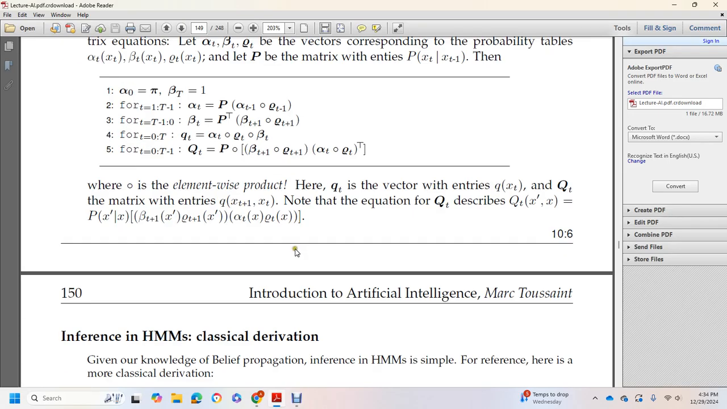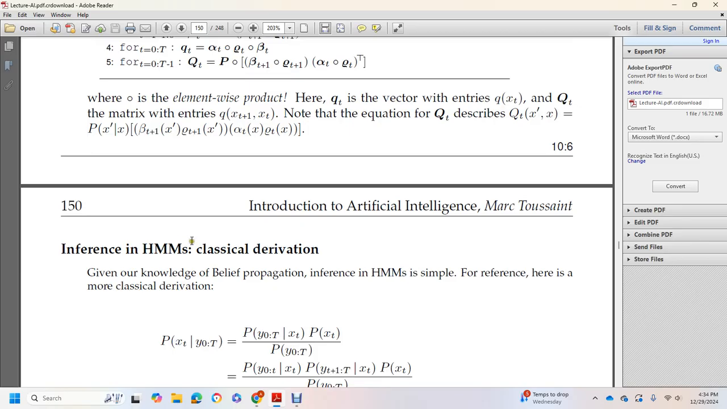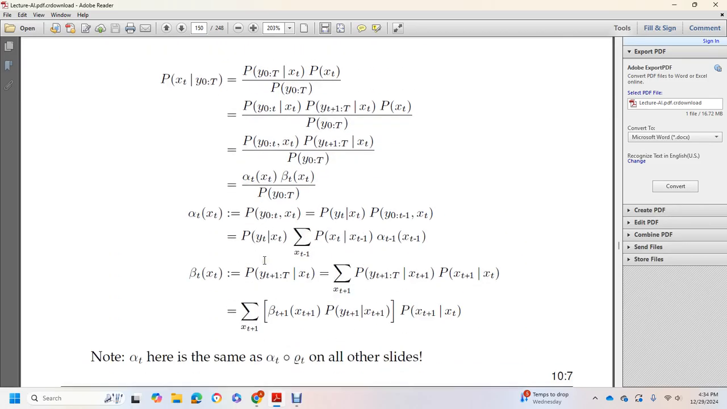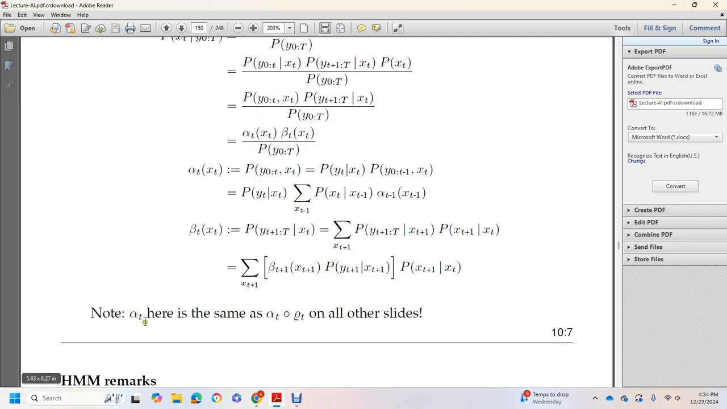It gets very complicated. Inference of the HMM, classic derivation: the general belief propagation inference of HMM is simple, but here is a more classical derivation. Note that at the time there is the same as at all other times.